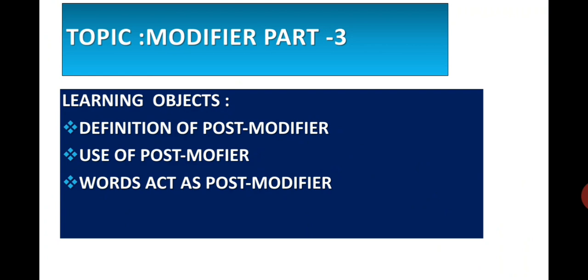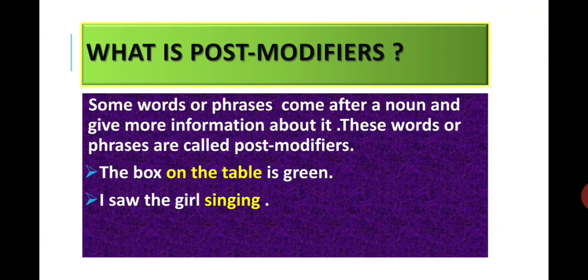Now let us see what is a post-modifier. Some words or phrases come after a noun and give more information about it. These words or phrases are called post modifiers. Let us have a look at the example. The box on the table is green.